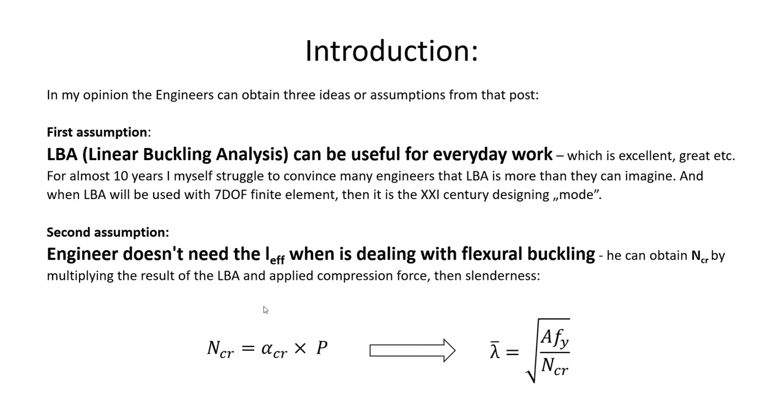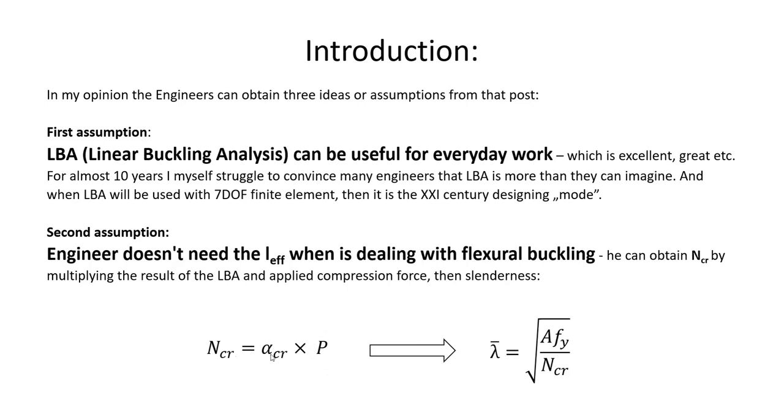From that post, the engineer can obtain three ideas or assumptions, in my opinion. First, that linear buckling analysis can be useful for everyday work, which is excellent. The second assumption is that the engineer doesn't need the effective length when dealing with flexural buckling, and it is true. He can obtain the critical force from the alpha critical parameter calculated in linear buckling analysis, then multiply it by the applied force in the structure.